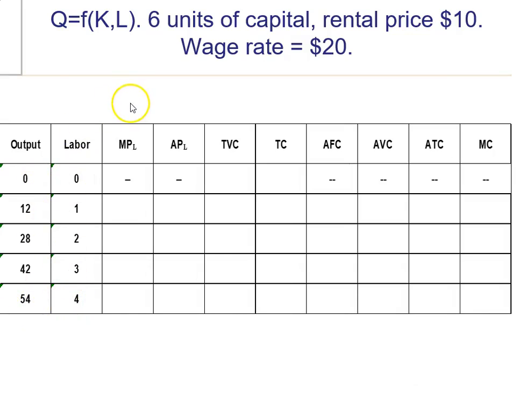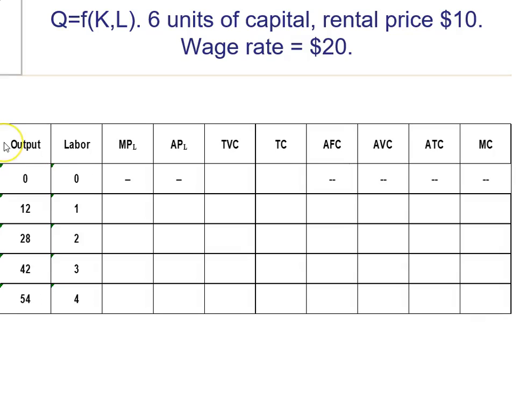See if you can calculate the marginal productivity and the average productivity of labor. After making these two calculations, then let's calculate the variety of different cost definitions. So I would suggest pausing the video here and see if you can calculate this column of marginal productivities of labor first.